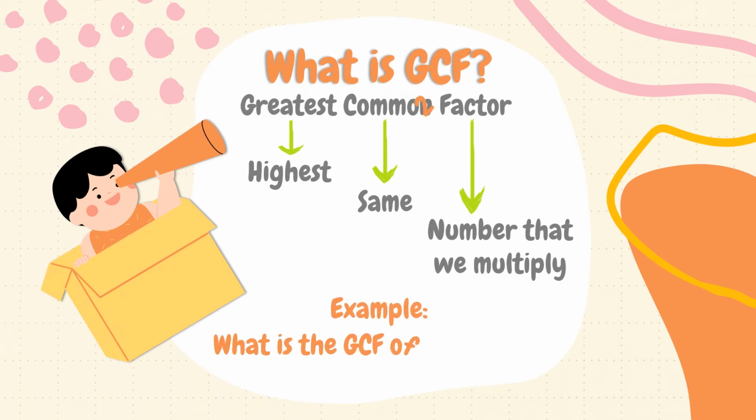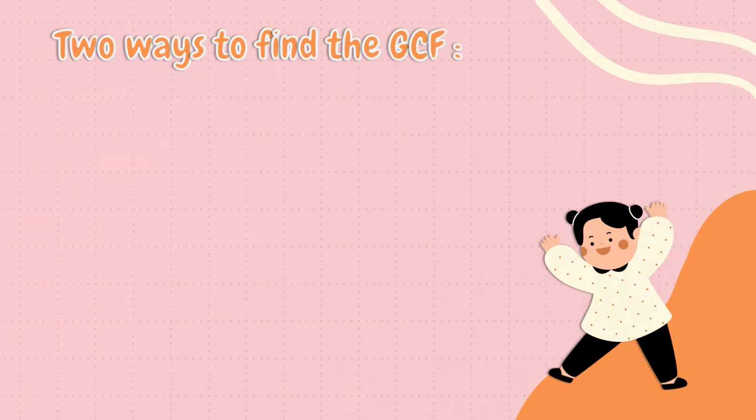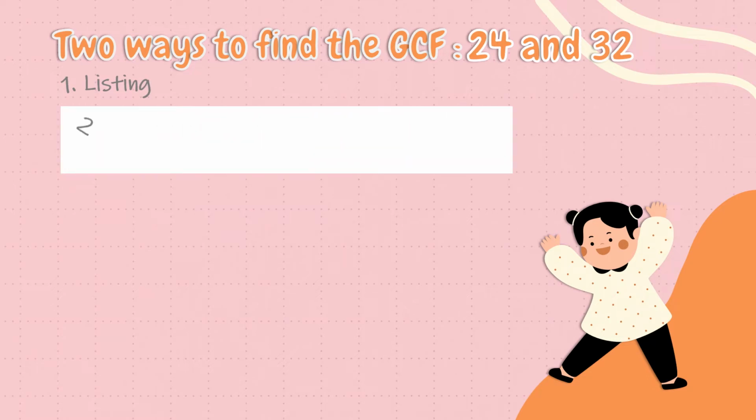So let me give you an example. What is the GCF of 24 and 32? There are two ways to find the GCF of 24 and 32. The first one is listing. We are going to list down all the factors of 24 and 32.